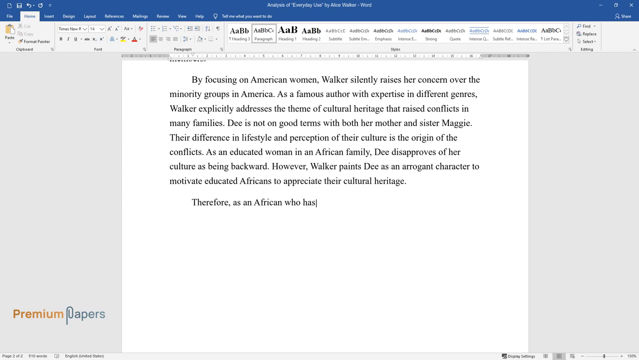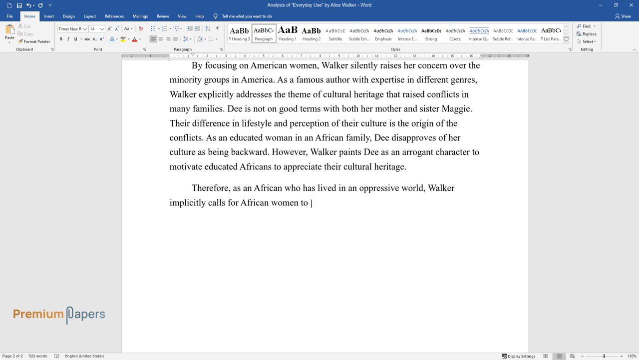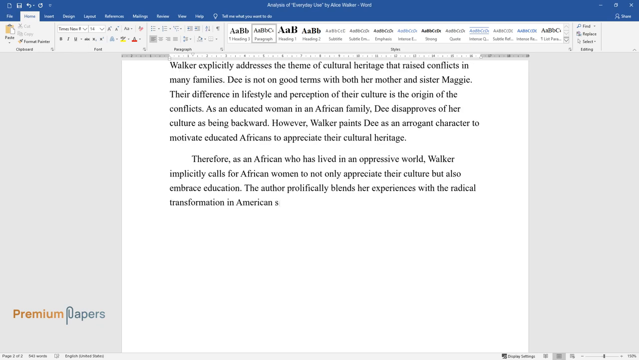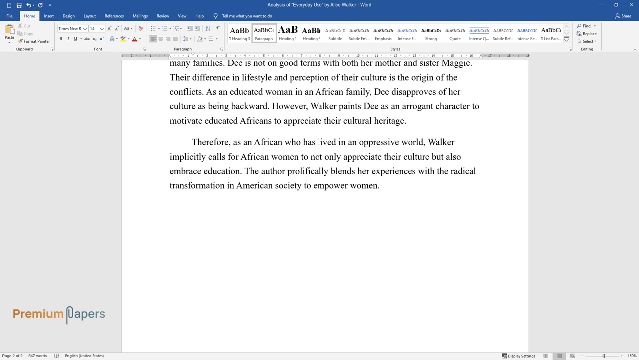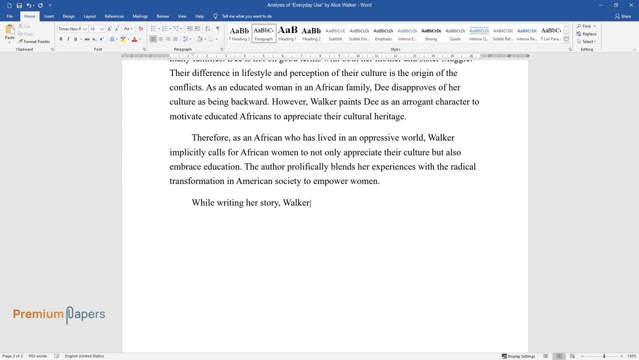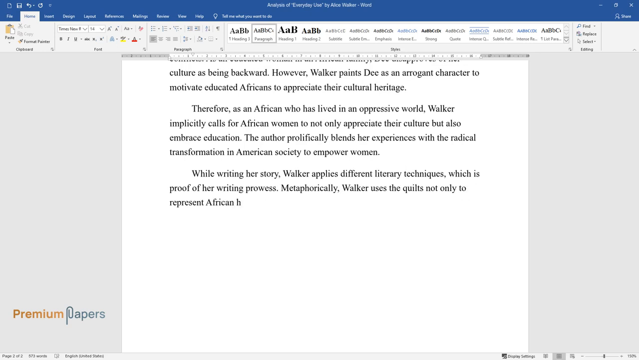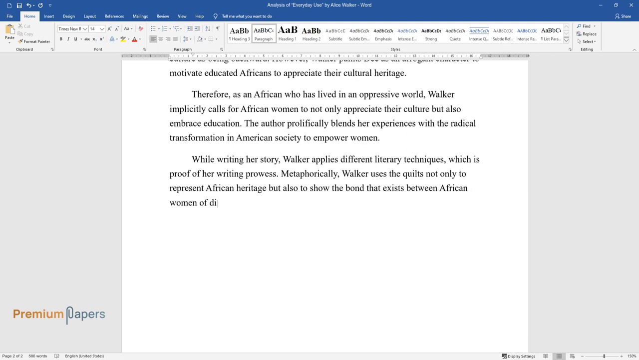Therefore, as an African who has lived in an oppressive world, Walker implicitly calls for African women to not only appreciate their culture but also embrace education. The author prolifically blends her experiences with the radical transformation in American society to empower women. While writing her story, Walker applies different literary techniques, which is proof of her writing prowess. Metaphorically, Walker uses the quilts not only to represent African heritage, but also to show the bond that exists between African women of different generations.